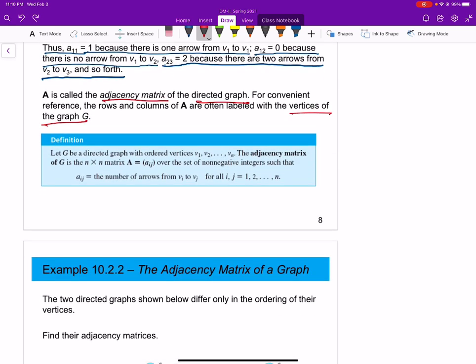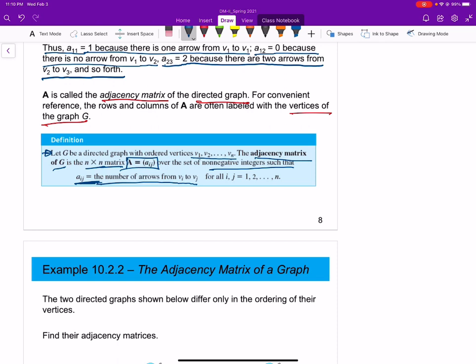Alright, then definition. Let G be a directed graph with ordered vertices v1, v2, ..., vn. The adjacency matrix of G is the n by n matrix that we write like this over the set of non-negative integers such that Aij equals the number of arrows from Vi to Vj.